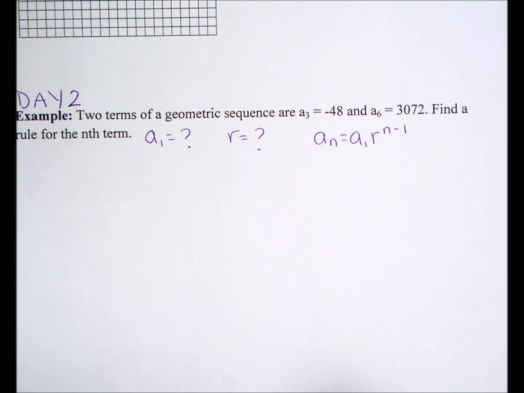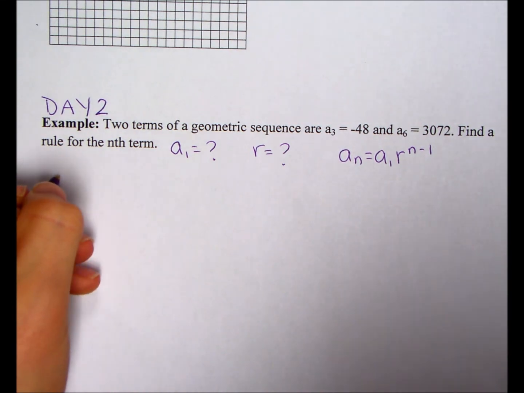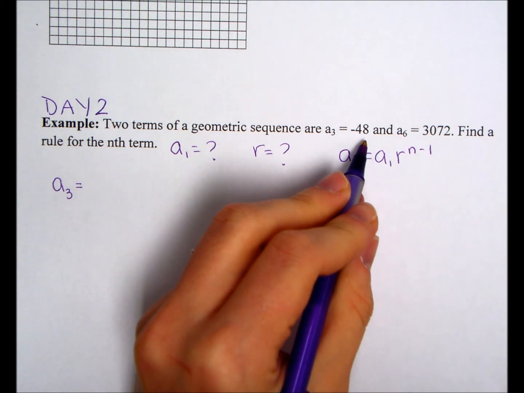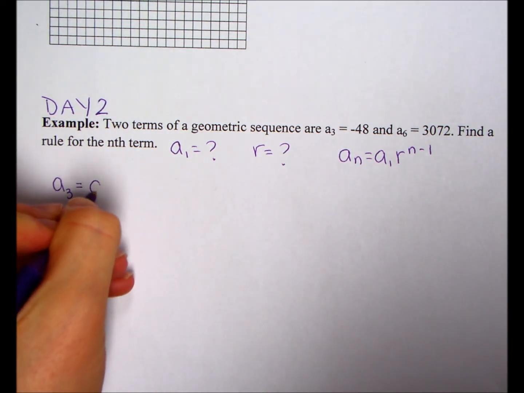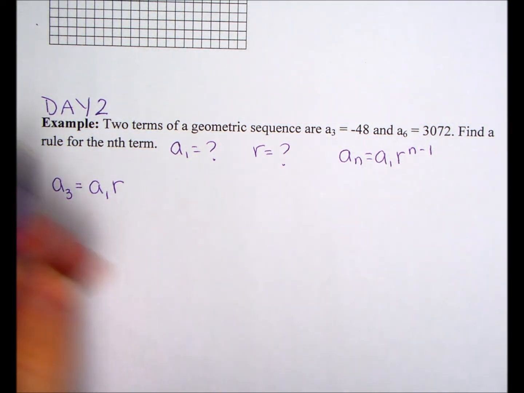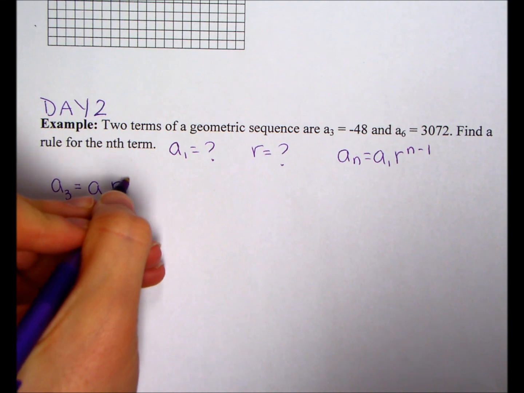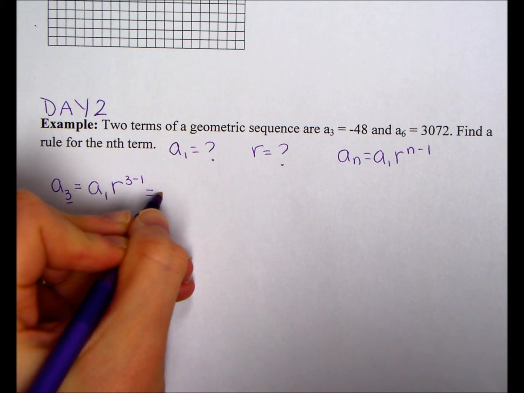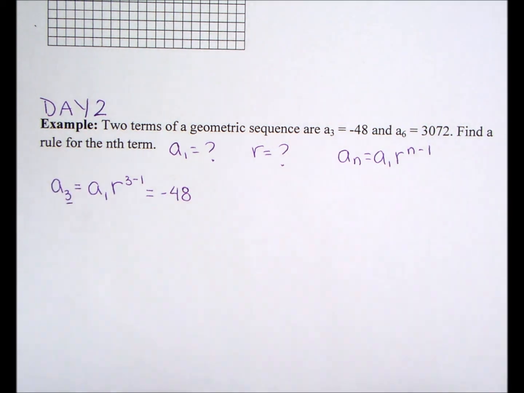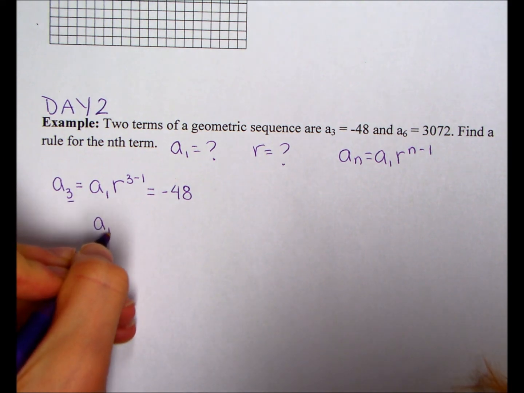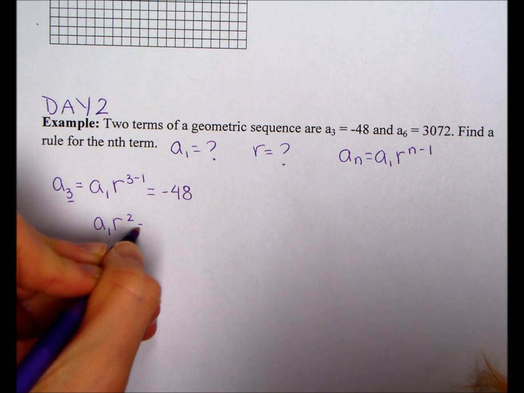Now, like I said, I do have my third term and my sixth term, so I'm going to work with those and see what I can do. So, for my third term, I know it's equal to 48, but that's pretty much the only thing I know about it. So I'm going to say it's still equal to my first term times r, but r is to the n minus 1, and since n is 3, r is going to be to the 3 minus 1. So that's somewhat helpful. And I know that's equal to negative 48. Okay, so let's simplify this down a little bit. So I'm going to say that this turns into a sub 1 r squared is equal to negative 48.